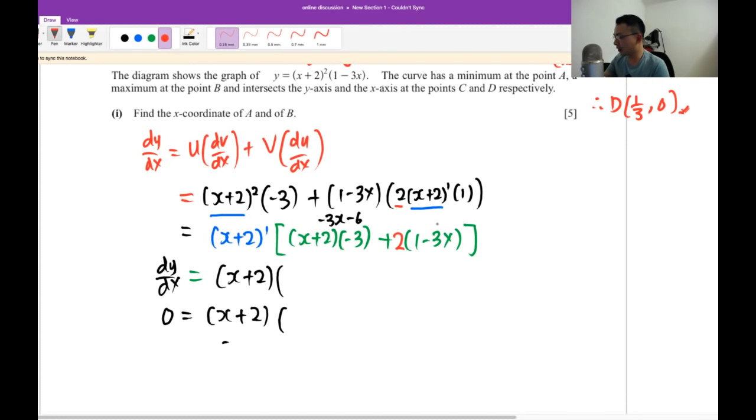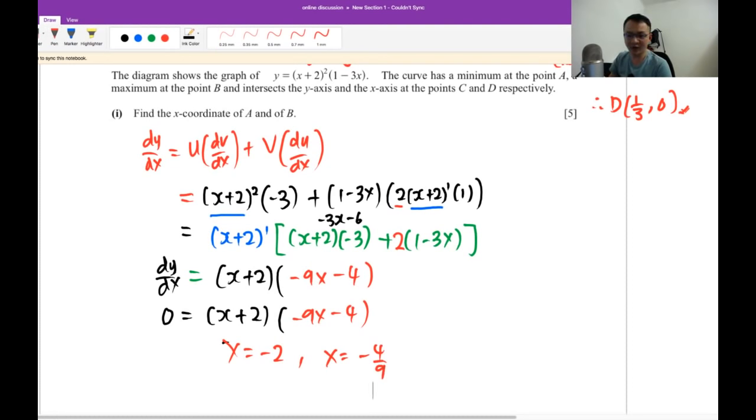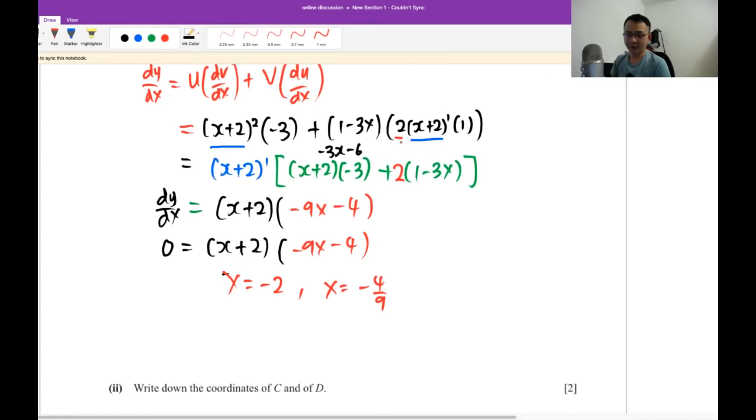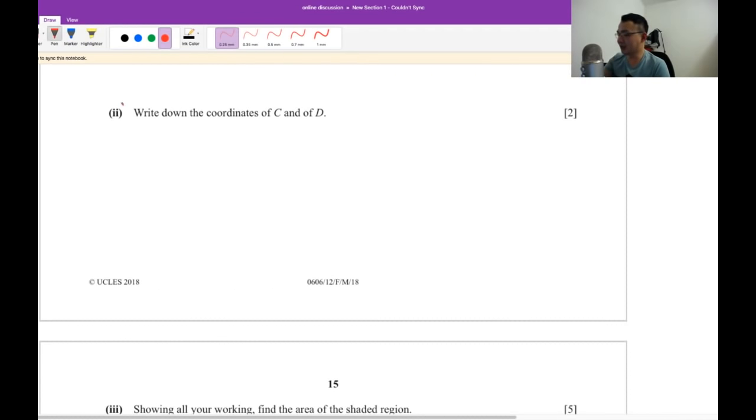So this one will be minus 6, so this one should be minus 9x, and this one will be plus 2 minus 4. So negative 9x minus 4. Then x equals negative 2, and x equals negative 4 over 9. Is the answer right now correct? Yeah, so it's negative 2 and negative 4 over 9. Okay, this one is done. Very easy.